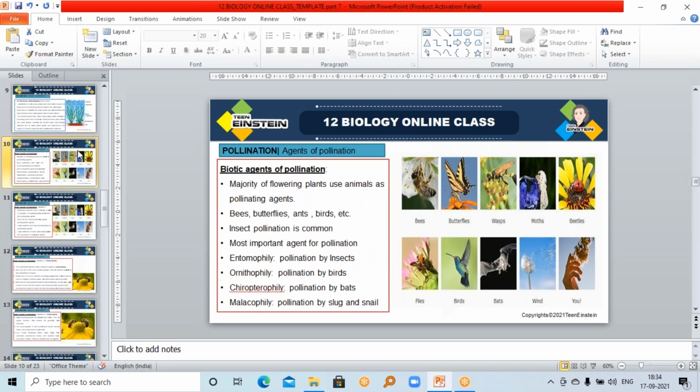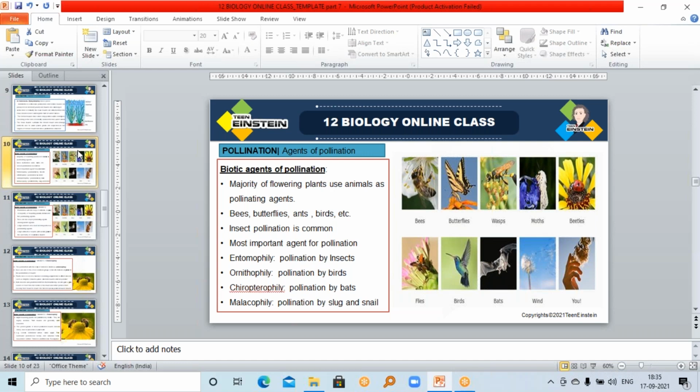Next, the pollinating agents. We have learned about two types, abiotic and biotic, right? The abiotic pollinating agents are wind and water. We have learned about wind pollination, which is anemophily, and water pollination, which is hydrophily. So the abiotic part is over now.